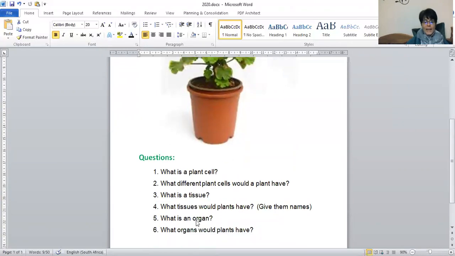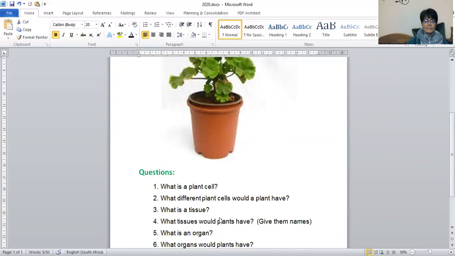Right, then what is an organ? Okay, so that's easy for animals. Think of an organ. Well, we've got lots of organs inside our bodies. Last year you learned about the digestive system, all right, and it's made up of different organs, like the stomach and the pancreas and the liver, what else? The small intestine, large intestine.